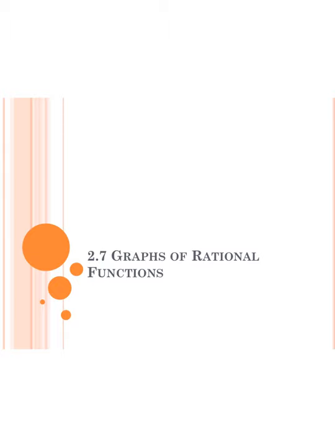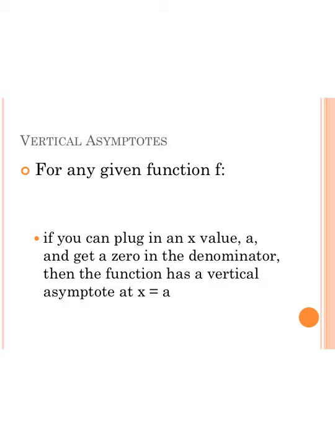All right, for our lesson today, we're actually going to be combining sections 2.6 and 2.7. We're going to be graphing some rational functions, looking at some behaviors and some features. So let's go ahead and get started. All right, first we want to identify how to find a vertical asymptote.